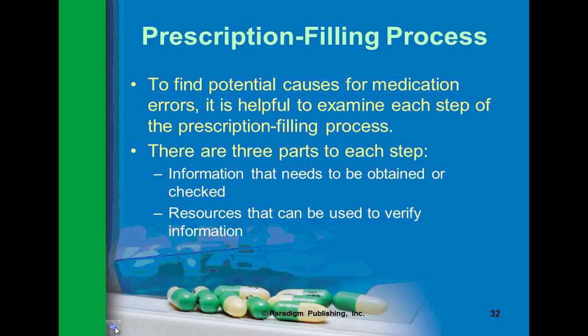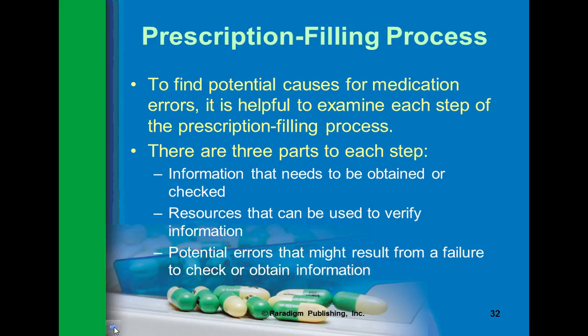To find potential causes for medication errors, it is helpful to examine each step of the prescription filling process, and there are three parts to each step. That is why we will go through each step of the filling process in more detail. As we go through those steps, we're going to look for things we can do to help reduce errors: information that needs to be obtained or checked, resources that can be used to verify information, and potential errors that might result from a failure to check or obtain the information.